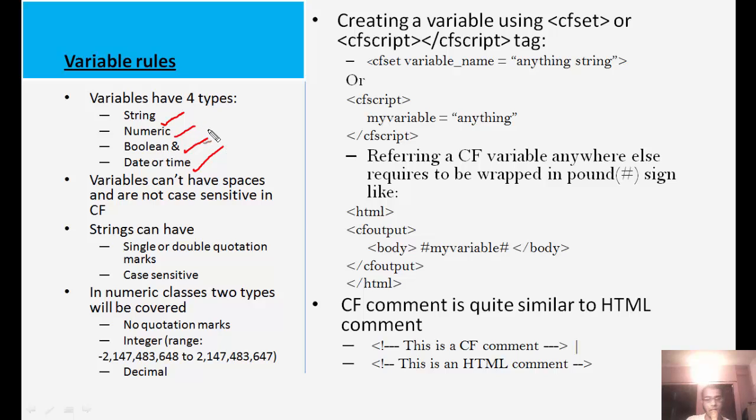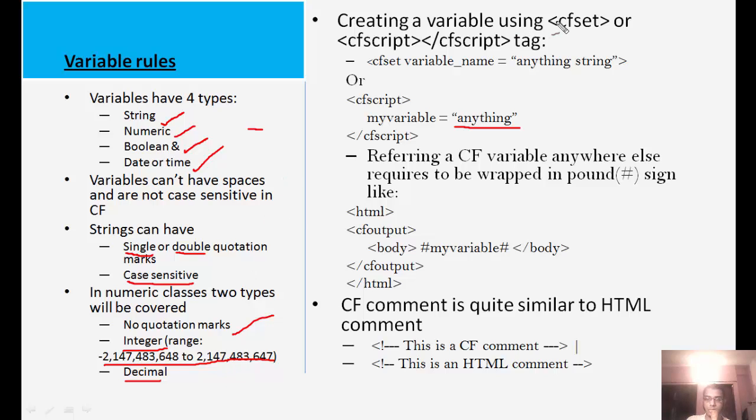We need to remember that variables can't have spaces. If you need to use a space, then use an underscore. Variable names are not case sensitive, unlike strings, which in ColdFusion's case are case sensitive. When using a string, you can use single or double quotation marks, like this. This is a string. In numeric, there are two types. First, the integer type, which actually has a really long range. Then the second type is the decimal type. We don't need to use any quotation marks when we are setting a numeric value.